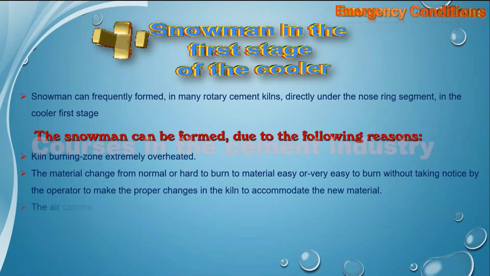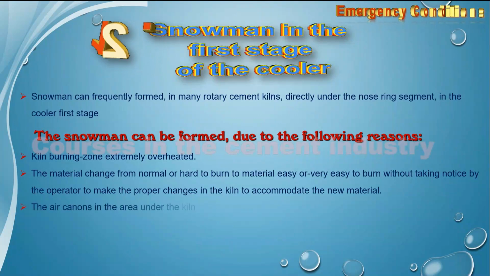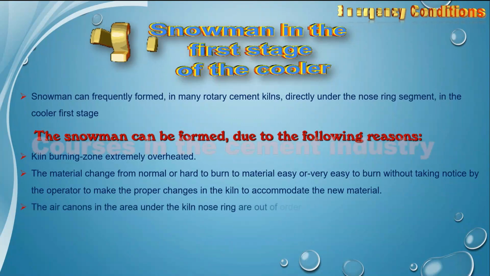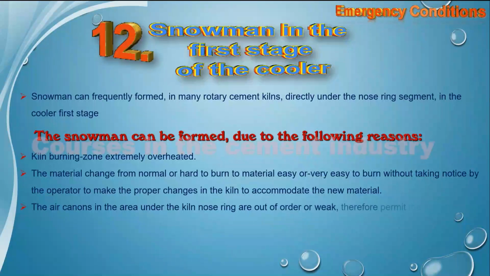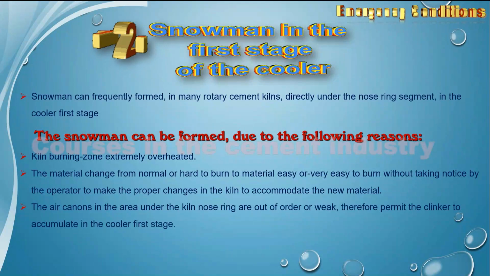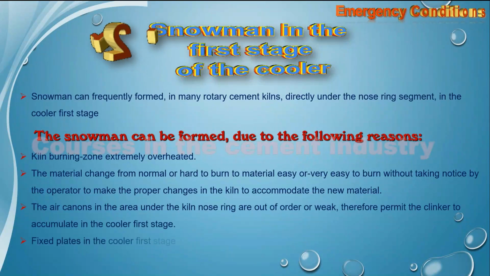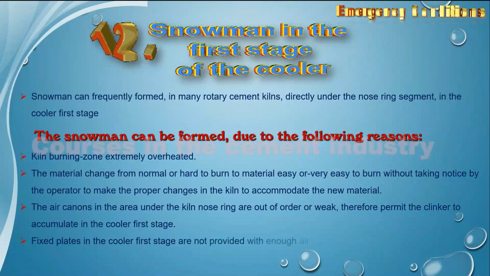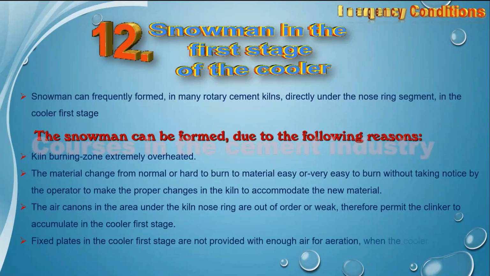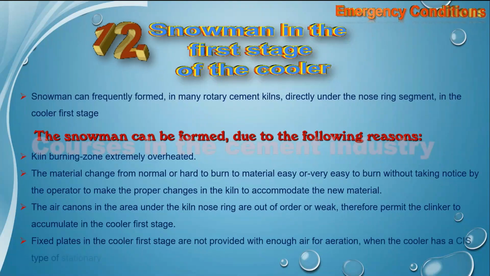3. The air cannons in the area under the kiln nose ring are out of order or weak, and therefore permit the clinker to accumulate in the cooler first stage. 4. Fixed plates in the cooler first stage are not provided with enough air for aeration, when the cooler has a CIS type of stationary plates.